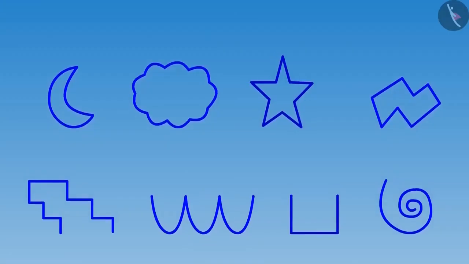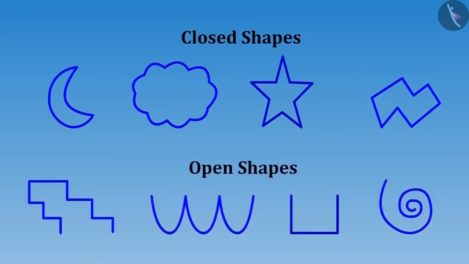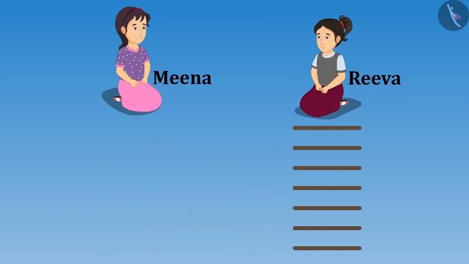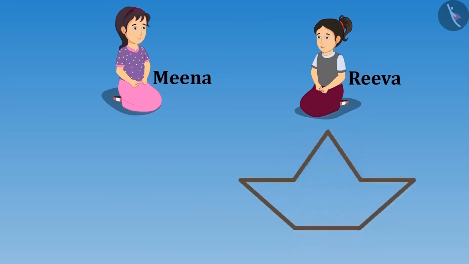Yes, you identified correctly. These are closed shapes and these are open shapes. Come on, Riva. Now I will give you 7 sticks. Can you make a closed shape with them? Yes, sister. Look what I have made. Very well done, Riva. Did you observe that there are many angles in this shape? Can you identify the angles in this shape?